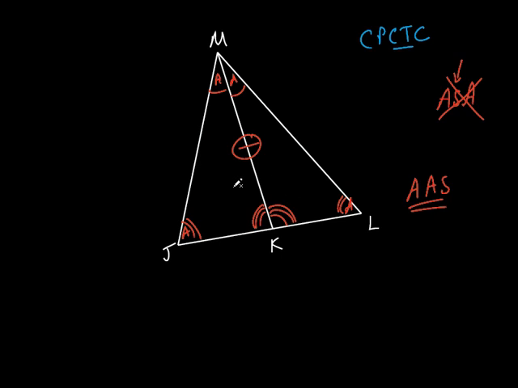All right. Now the triangles are congruent. If the triangles are congruent, then MJ equals ML because of what? Right, corresponding parts, CPCTC. We good?